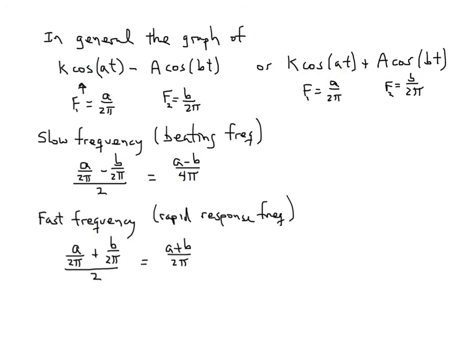Our fast frequency, rapid response frequency, as it's called in the book, will be the sum, and I have a small mistake there. Let me just see if I can erase that before. I can't. So this should be a 4, of course. 4 pi. Okay, that's it.